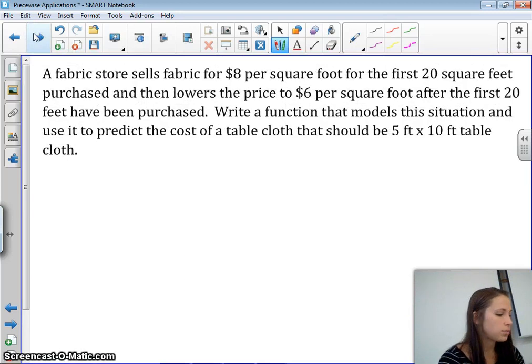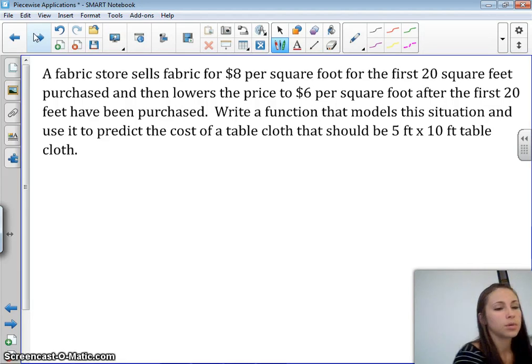Alright, last one. It says a fabric store sells fabric for $8 per square foot for the first 20 square feet purchased, and then lowers the price to $6 per square foot after the first 20. Write a function that models this situation, and then we want to use that function to predict the cost of a tablecloth that should be 5 by 10 feet.